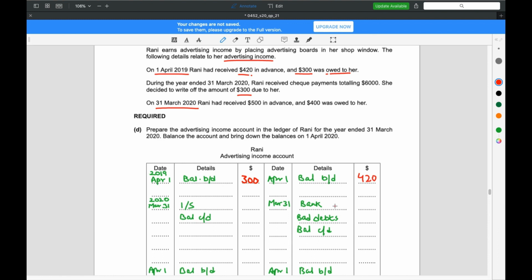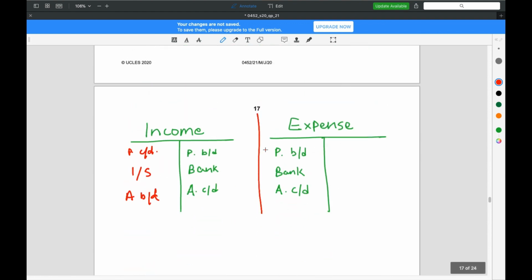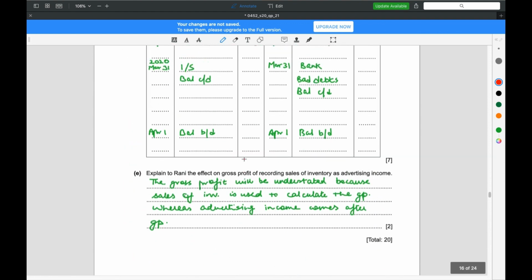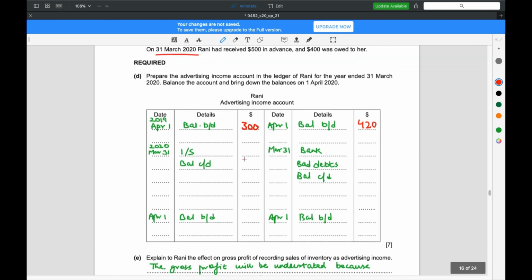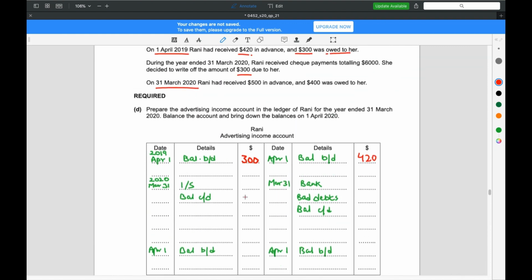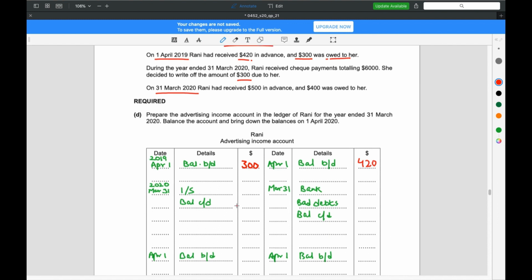And the accrued carry down is over on the credit side, and the accrued brought down is over on the debit side. So you just have to memorize that. You can take a look at this and memorize it, or if you have some logic to yourself, you can also use that. All right, let's fill this in. The prepaid carry down is over on the debit side, so this is going to be 500 in advance at the end of the year. So write that down, 500. And then $300 was owed to her at the start of the year, so this is the accrued brought down.